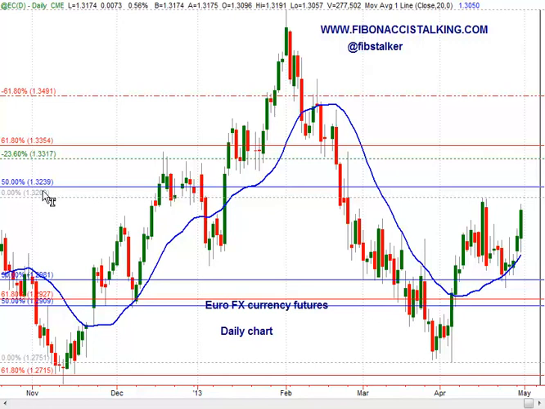So keep an eye on this 132.40 area here, and keep also an eye on this 133.54 level. If we break it, then we are set for a continuation higher, and probably the "sell in May" way will not hold, or will not be effective on the euro dollar this year.